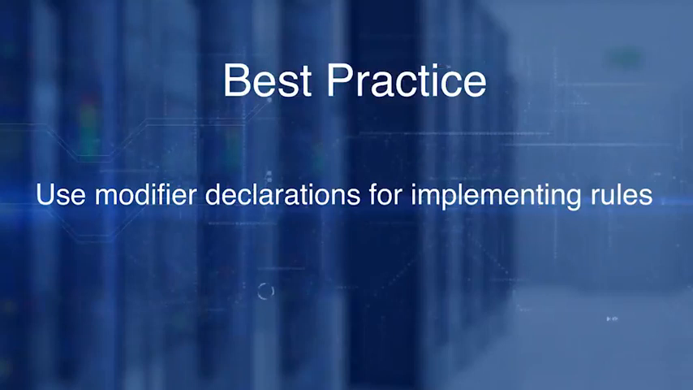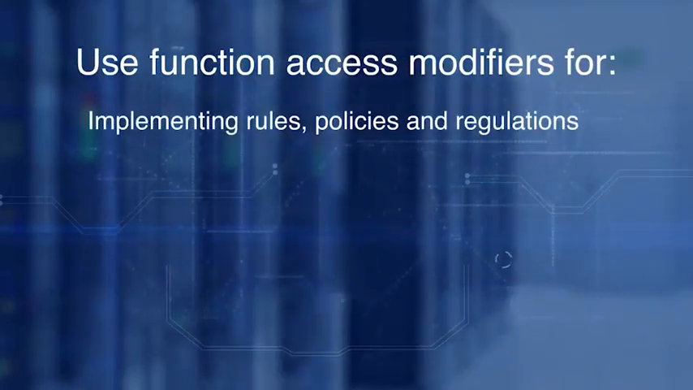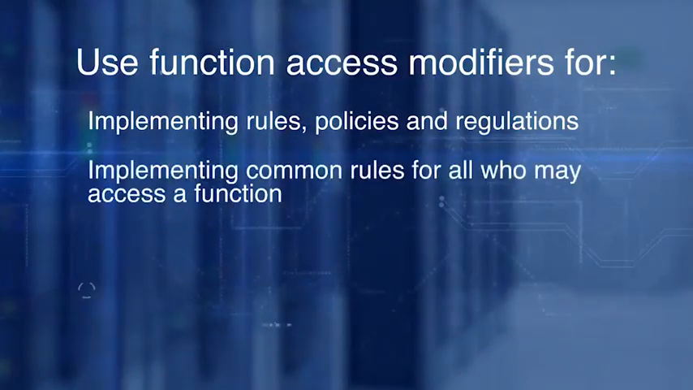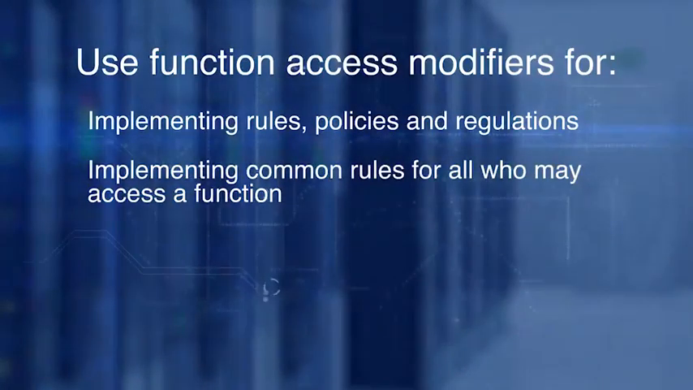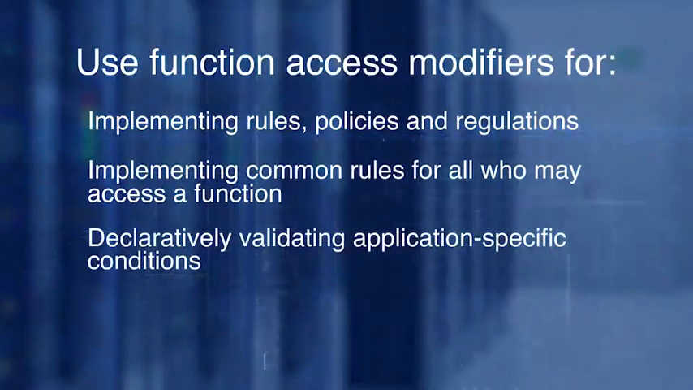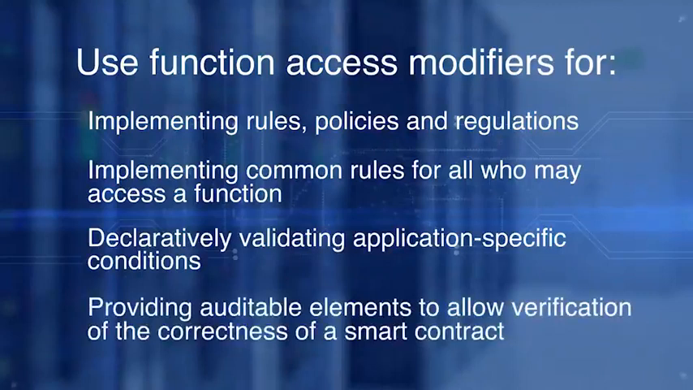Use modifier declarations for implementing rules. Use function access modifiers for implementing rules, policies, and regulations, implementing common rules for all who may access a function, declaratively validating application-specific conditions, and providing auditable elements to allow verification of the correctness of a smart contract.